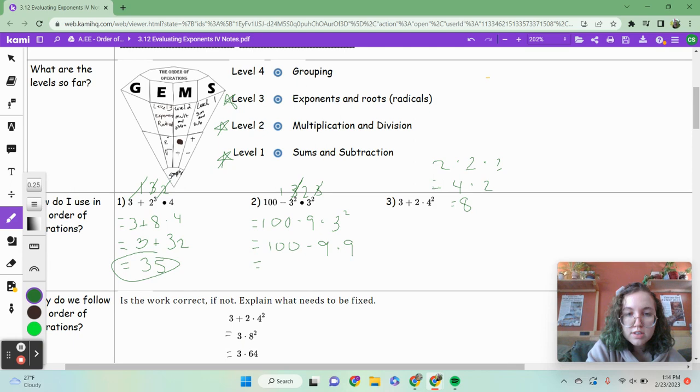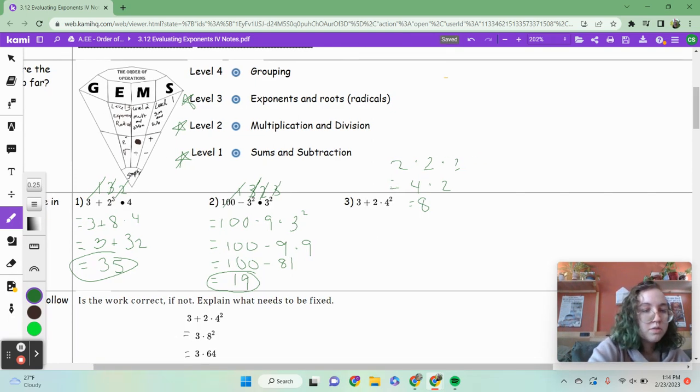Then our next highest level problem is that level 2 multiplication. So we have 100 minus 9 times 9. That is 81. And then 100 minus 81, that's our last thing that we have to solve, is 19. And that is our final problem. Ka-chow! And we're all done with that one.